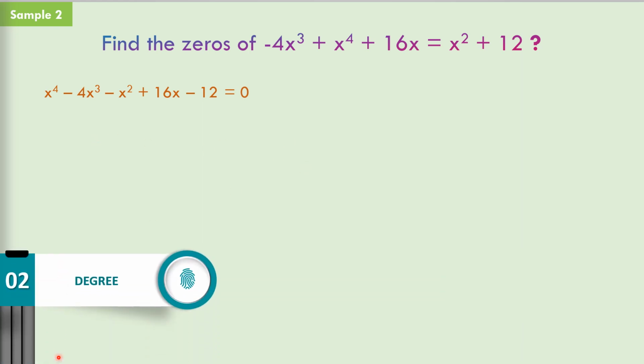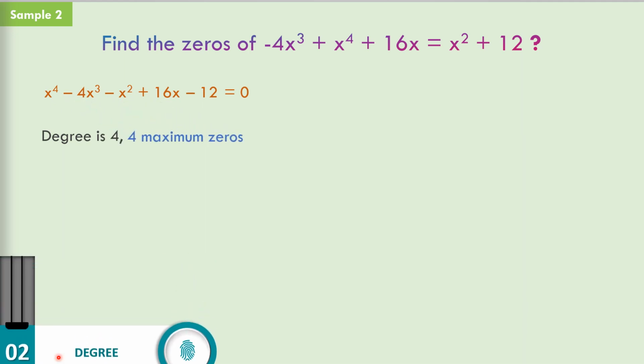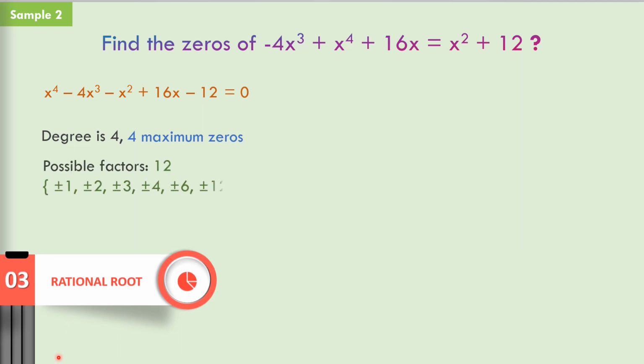Okay, next, second step. Let us identify the degree of the polynomial. The degree is 4, so it means the maximum number of zeros is 4. Third step, let us identify the possible factors using rational root theorem. So P divided by Q. P is 12. So the possible factors of 12 are positive negative 1, positive negative 2, positive negative 3, positive negative 4, positive negative 6, and positive negative 12. If you divide all by 1, same lang yung magiging sagot.